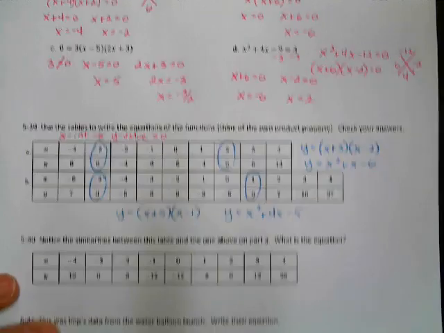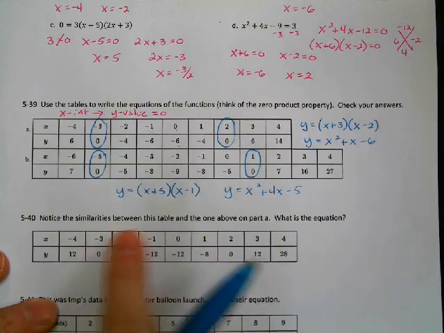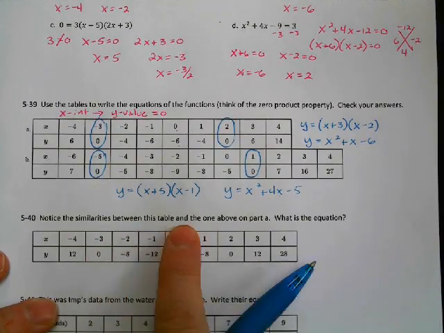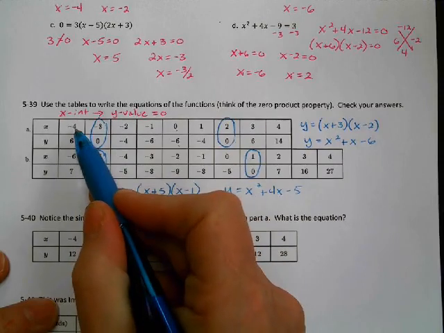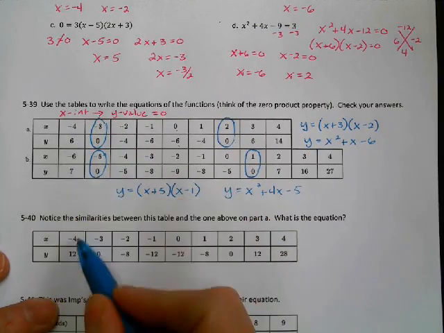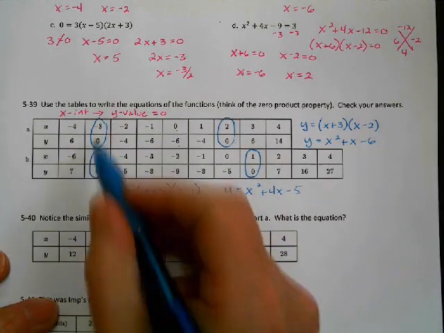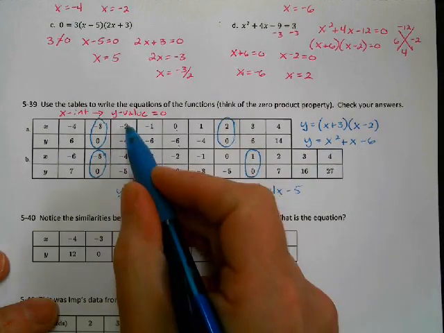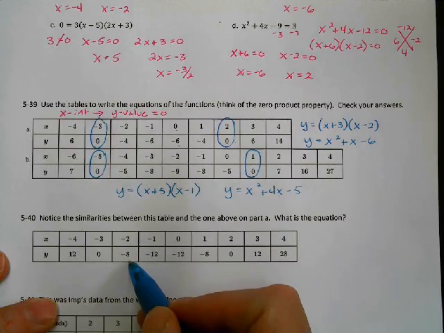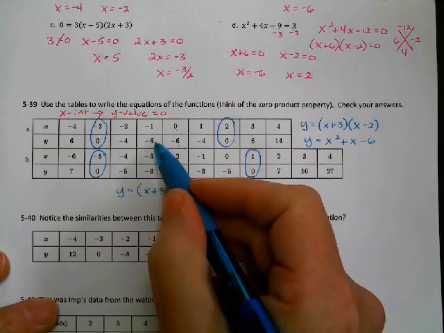Okay, next one says, notice the similarities between this table and the one above on part A. All right, so looking at this: negative 4, 6, negative 4, 12. Negative 3, 0, negative 3, 0. Okay. Negative 2, negative 4, negative 2, negative 8. Negative 1, negative 6, negative 1, negative 12.